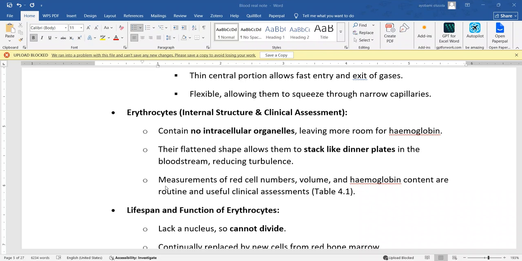Mitochondria. Excellent. Another one. Golgi apparatus. Another one. Nucleus. Another one. Lysosomes. Ribosomes. Endoplasmic reticulum.